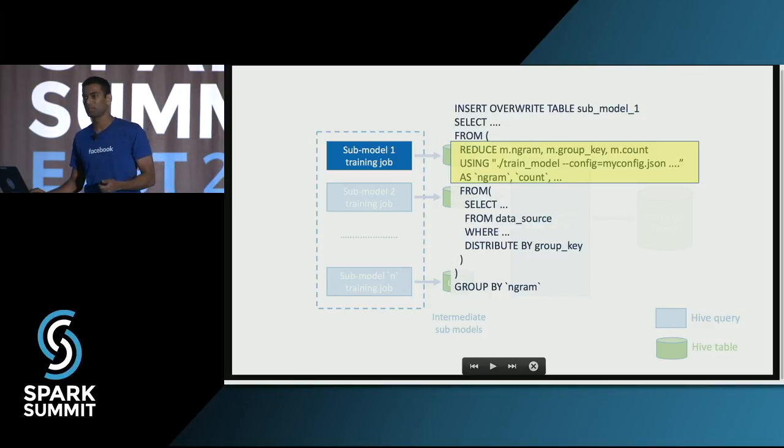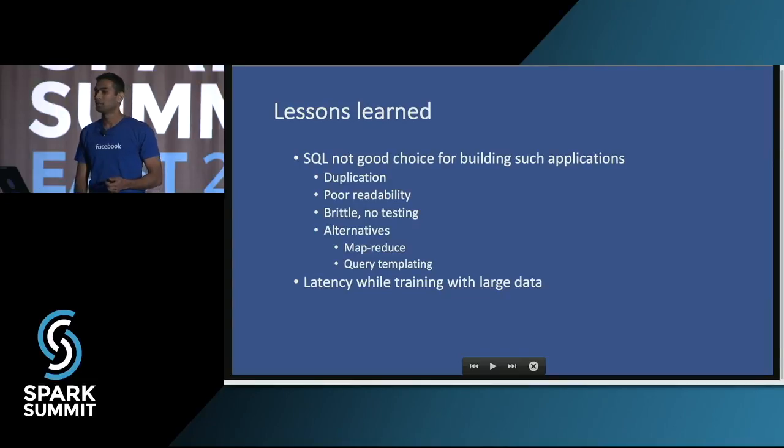As we had more and more applications written which follow the same pattern, we learned some lessons. We asked ourselves, hey, is SQL even the right choice to build such applications? Going back, the pipeline looked something like a dozen SQL queries all over the place. And most of the queries had the same template. The only changes were that they were reading from different data sources or tables. They might have different filtering clauses, or they might be running with some different configuration for the NLP code.